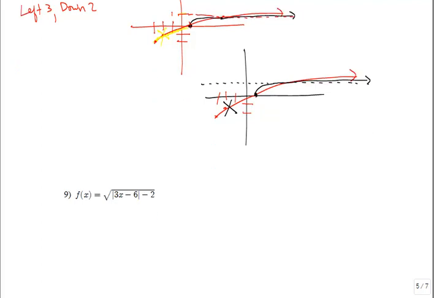Tricky stuff. Let's try one more example. Okay, so this one we want to take the square root of absolute value of 3x minus 6 minus 2. Now before you graph this inside function, this inside absolute value function, please realize that you do have that 3 in front of the x that can be factored out of your x term. So make sure you do that.